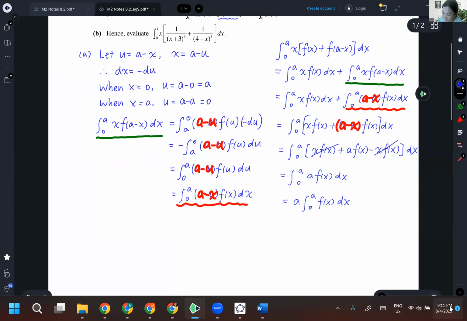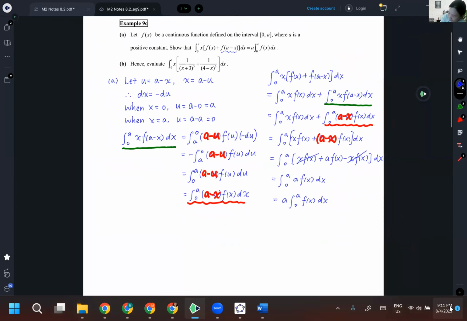Now, how to use the equation: you need to find some resemblance between this required integral and the left-hand side of this equation. You need to line up which one is a, which one is f of x, and which one is f of a minus x. To do that, I must first realize that in this case, a must be 1, because that's the upper limit. The f of x must be 1 over (x plus 3) to the power 3.